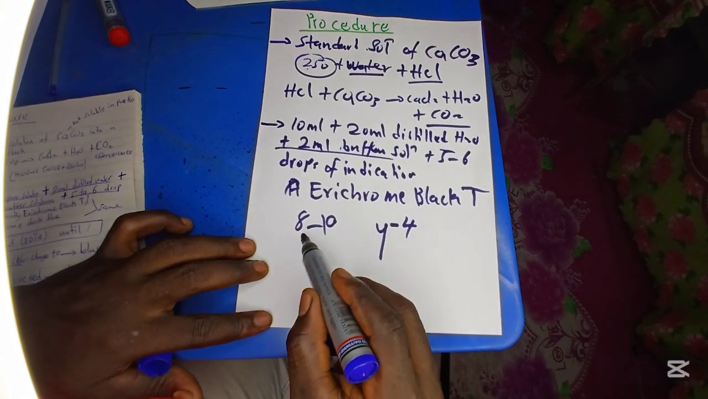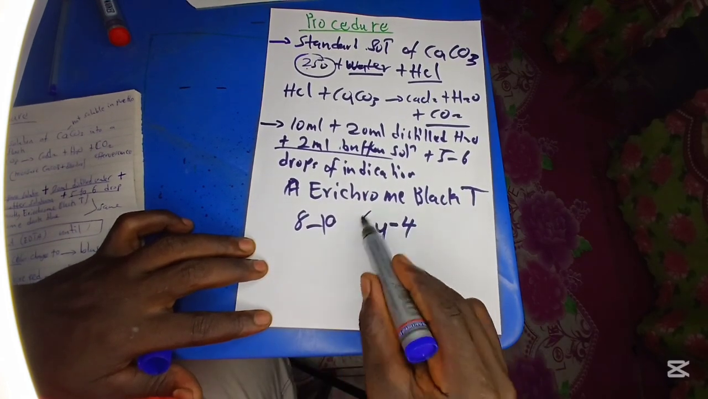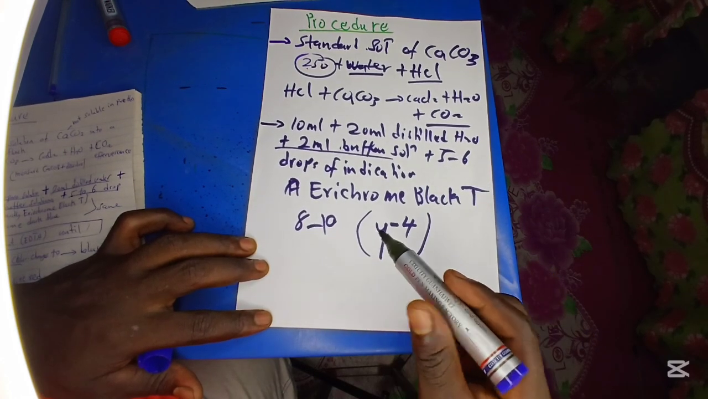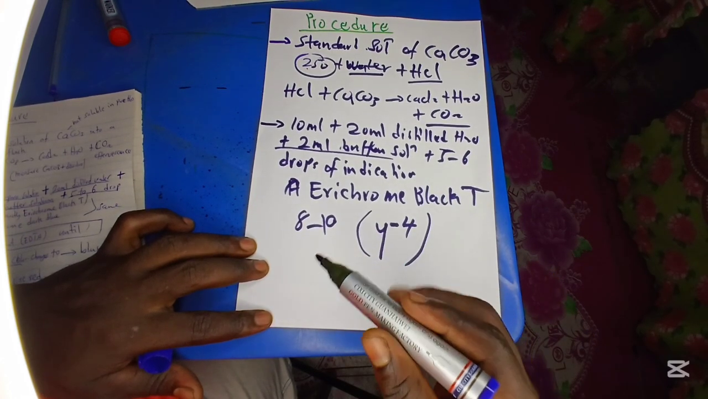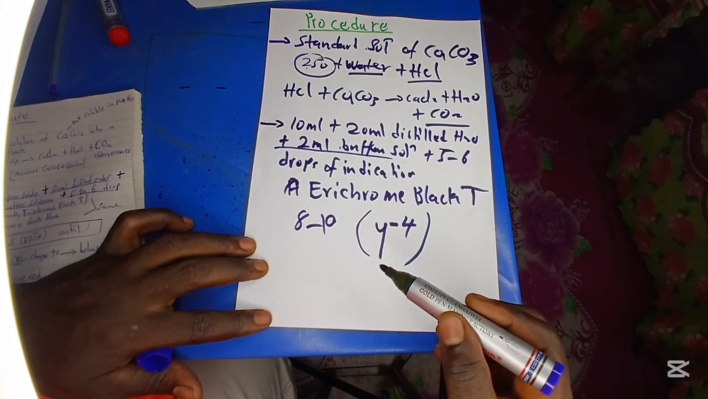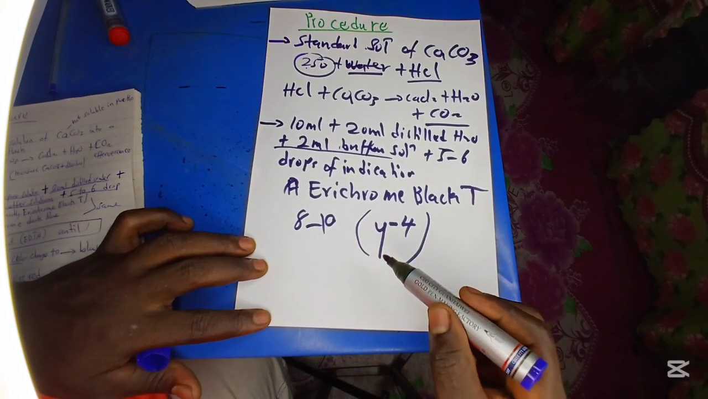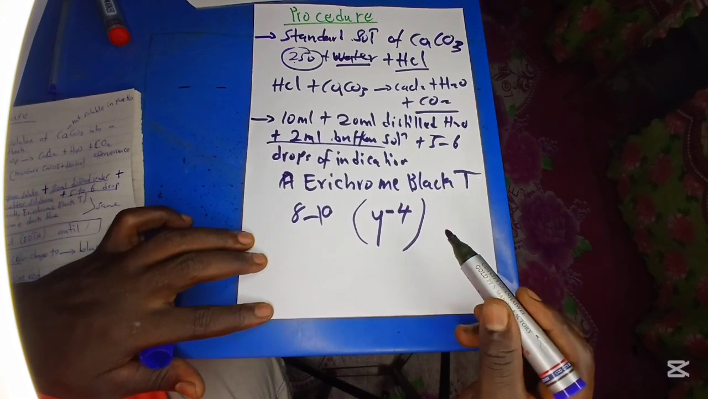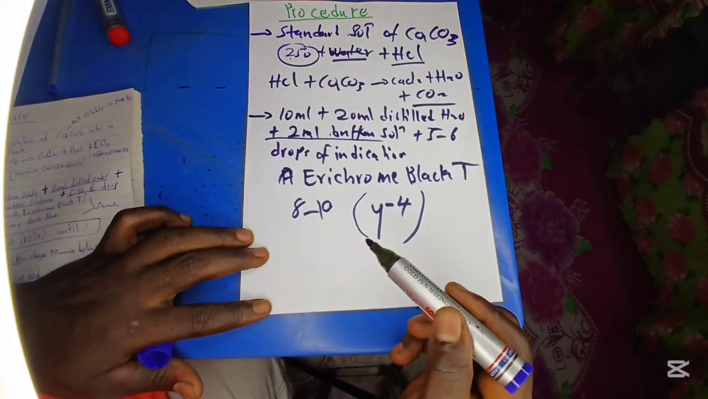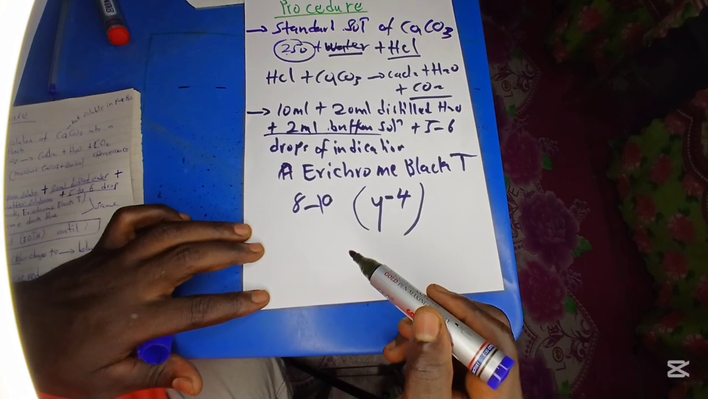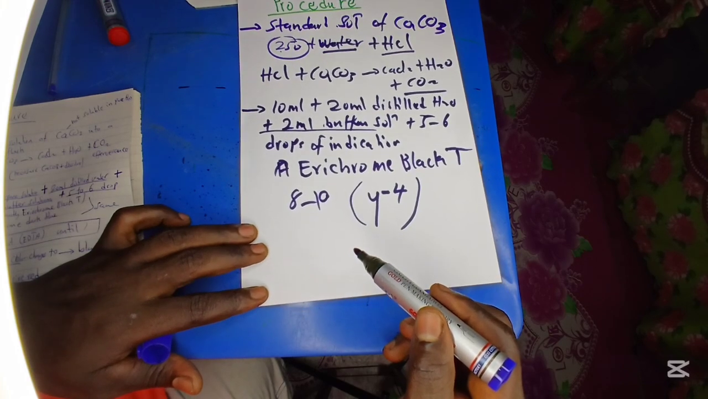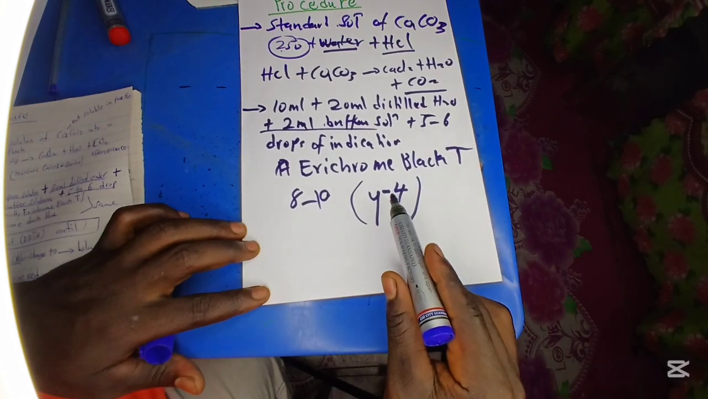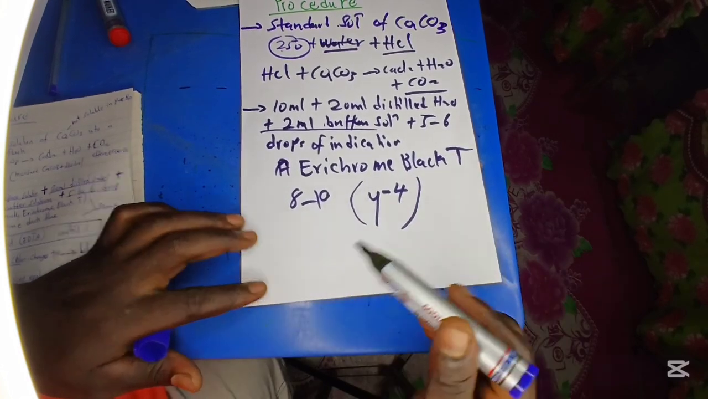So at a pH range of 8 to 10, this form of EDTA is available to form a very stable complex. The more deprotonated the form of EDTA, the more ability it has to form a complex with a metal ion. So that's why we are maintaining a pH range of 8 to 10. And one other factor that can also help us get a highly deprotonated form of EDTA is temperature. High temperature gives us this, and low temperature gives us the other.